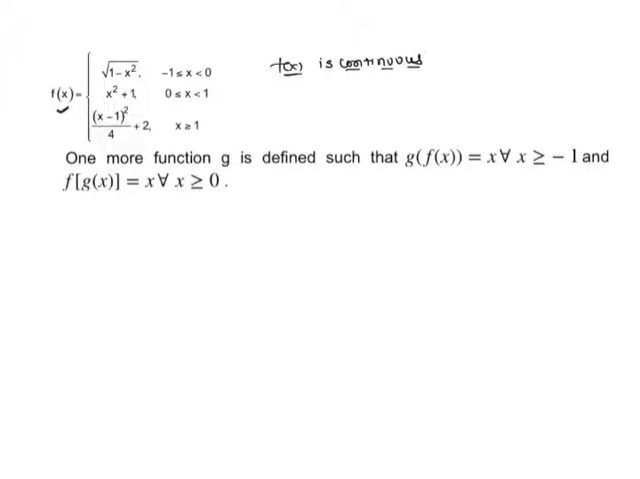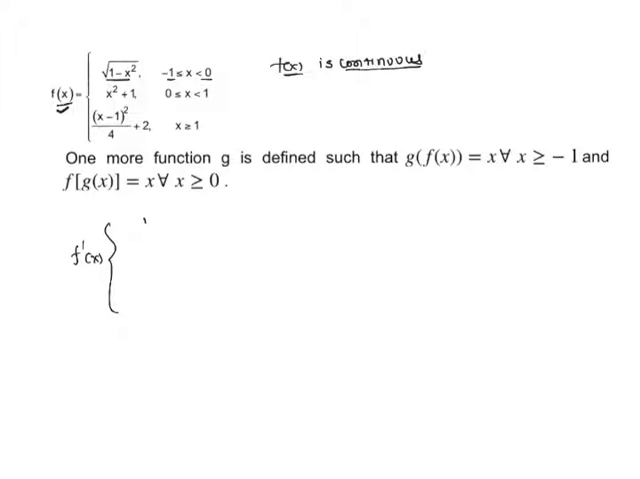Now we can say f(x) is continuous. Now we will check differentiability of f(x). To check differentiability, we will differentiate f(x). So f(x) is defined as root over 1 minus x square when x is greater than or equals to minus 1 to less than 0. So we will differentiate this one.